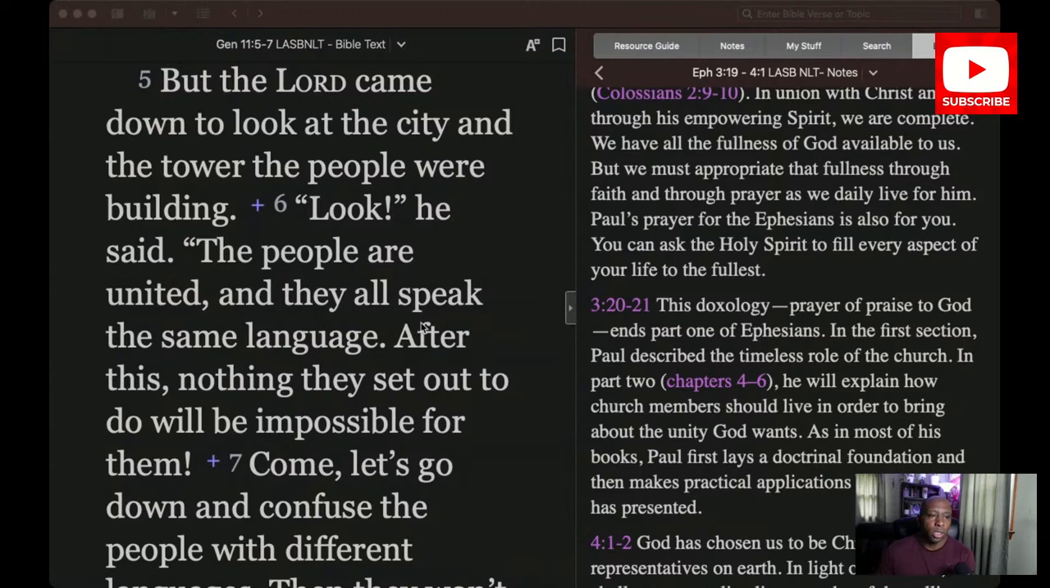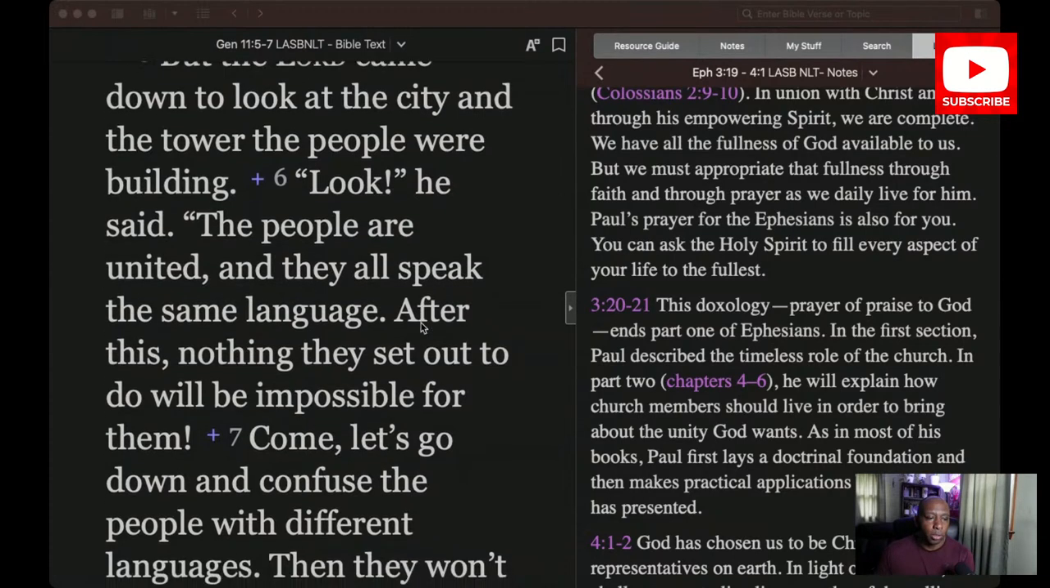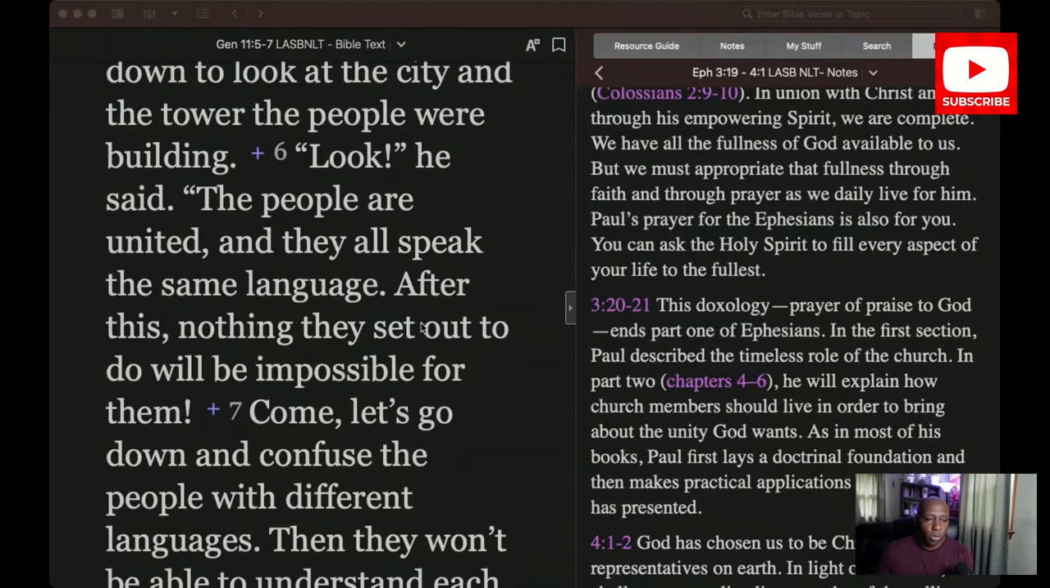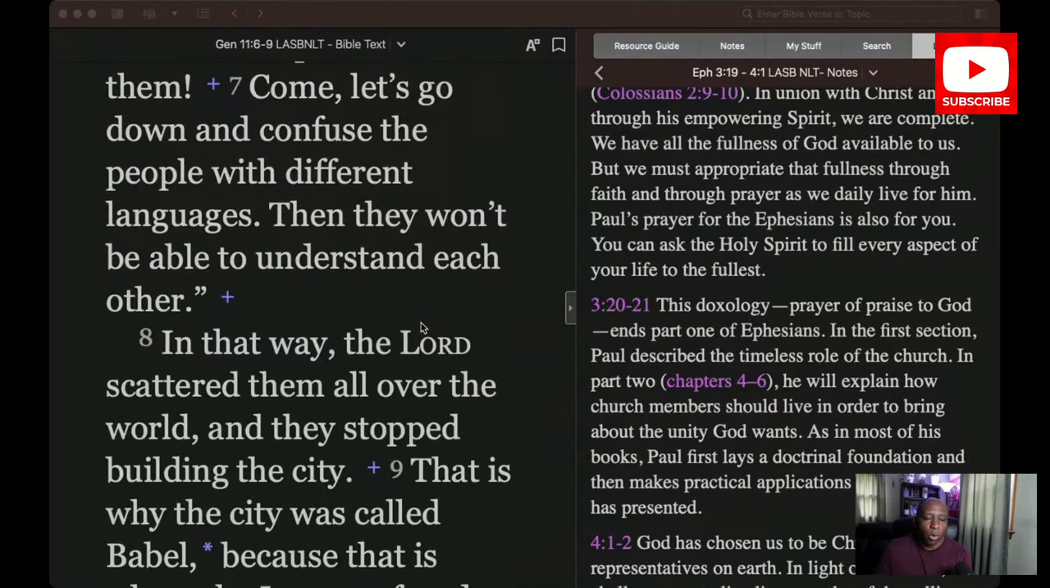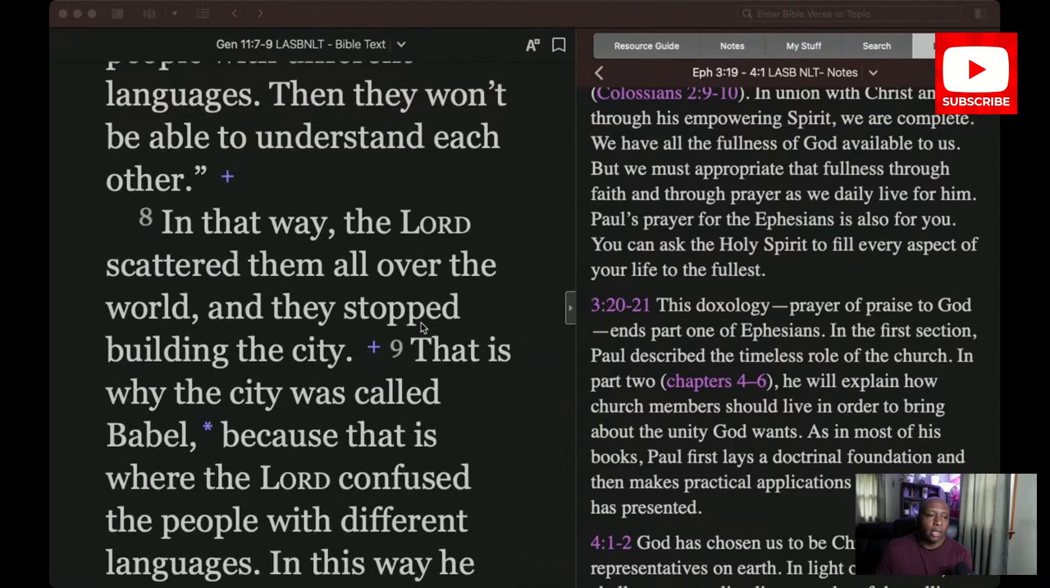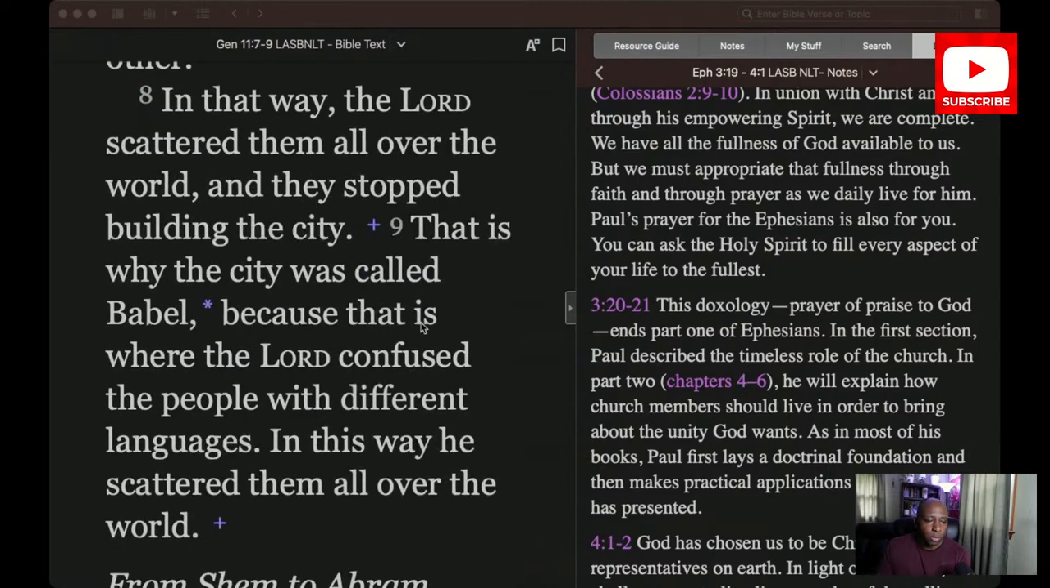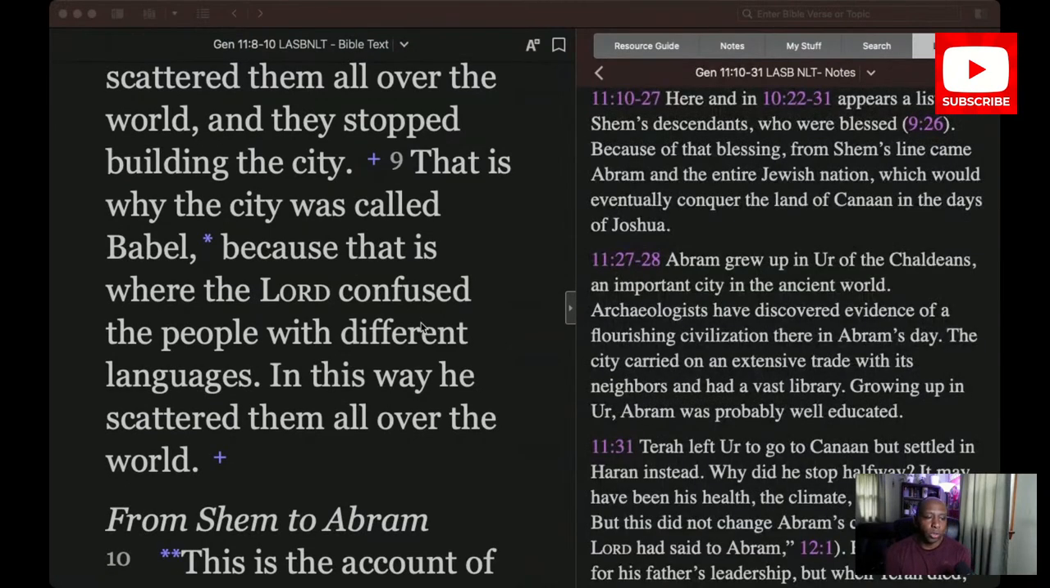But the Lord came down to look at the city and the tower the people were building. "Look," he said, "the people are united, and they all speak the same language. After this, nothing they set out to do will be impossible for them. Come, let's go down and confuse the people with different languages. Then they won't be able to understand each other." In that time, the Lord scattered them all over the world, and they stopped building the city. That is why the city was called Babel, because that is where the Lord confused the people with different languages. In this way, he scattered them all over the world.